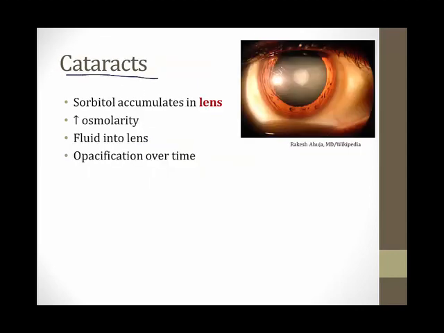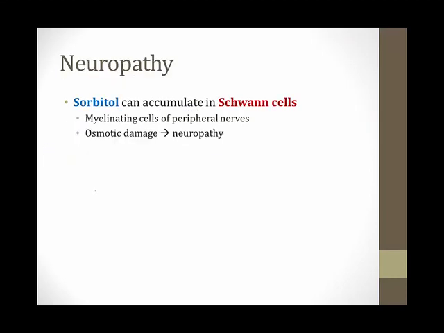Cataracts are more common among diabetics, and sorbitol accumulation is believed to play a role in the development of diabetic cataracts. Sorbitol can accumulate in the lens of the eye. This can lead to increased osmolarity, and fluid can be drawn into the lens, and over time the lens can become opacified and develop into a cataract. Sorbitol is also believed to play a role in the development of diabetic neuropathy. Sorbitol can accumulate in Schwann cells, and recall that these are the myelinating cells of peripheral nerves. When Schwann cells develop osmotic damage, this can lead to neuropathy.